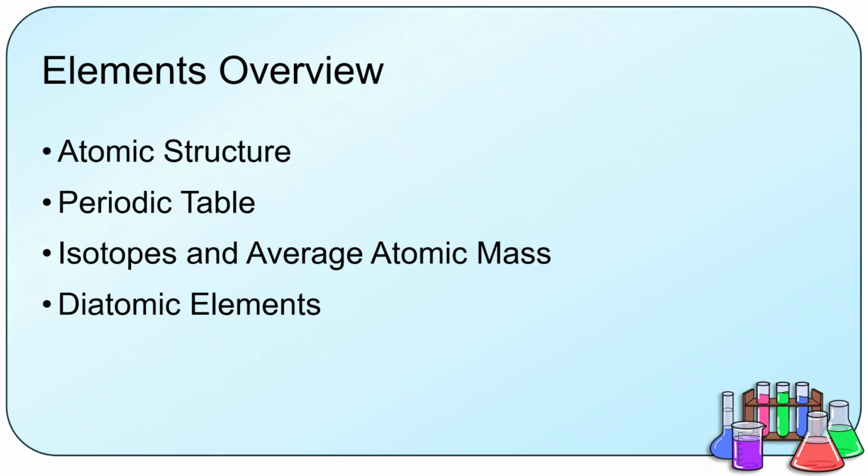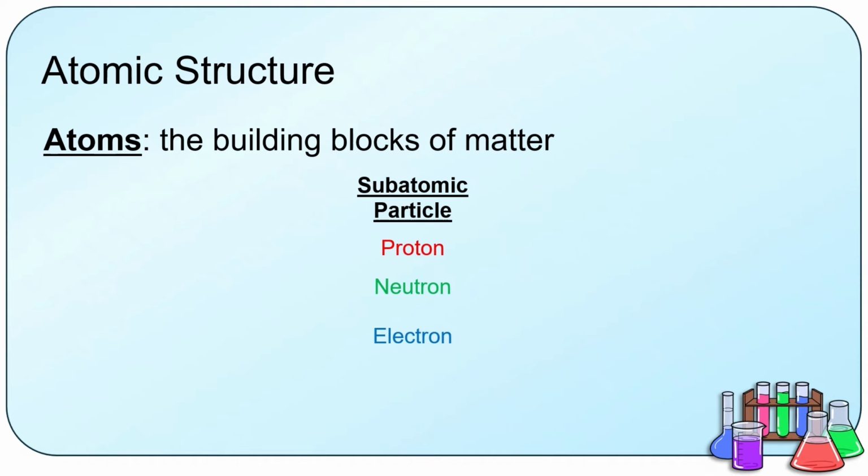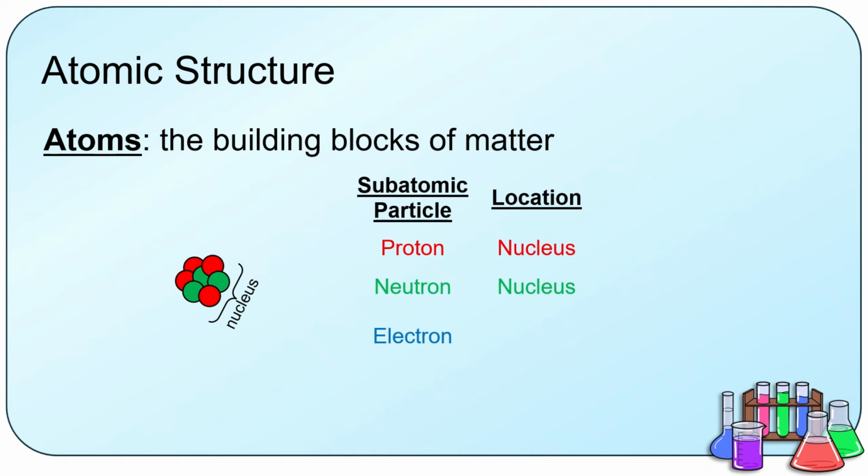Let's start with atomic structure, because atoms are the building blocks of matter, which means that everything, all matter in the universe, is made up of atoms. Atoms are made of three types of subatomic particles: protons, neutrons, and electrons. At the center of every atom, we have the nucleus. The nucleus includes protons and neutrons. Both protons and neutrons have a mass of 1 atomic mass unit, or AMU.